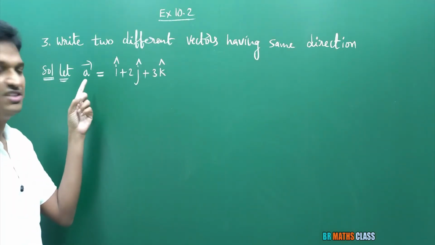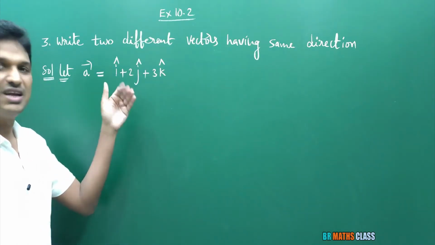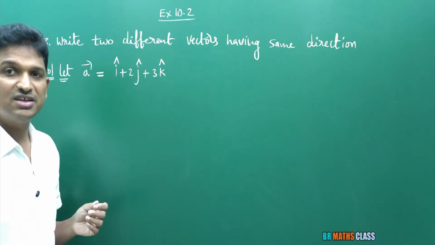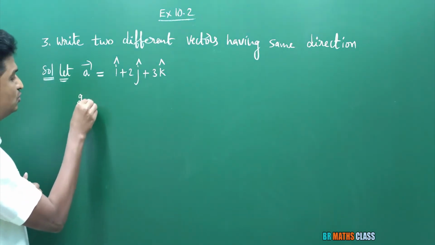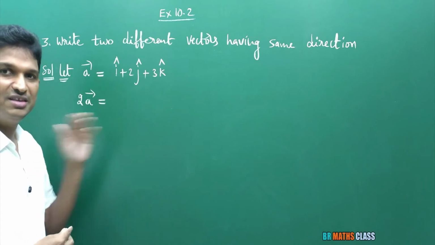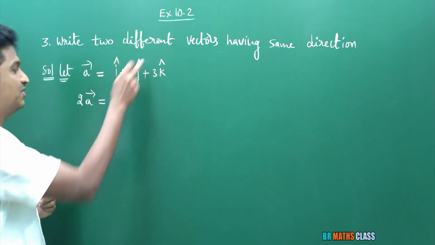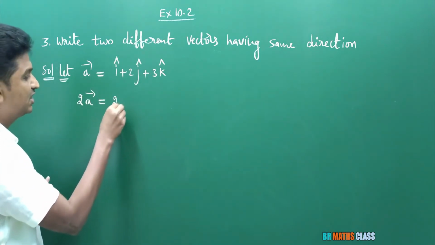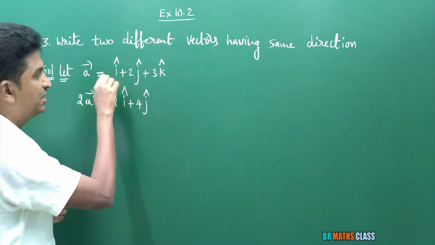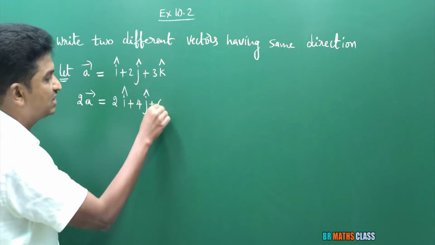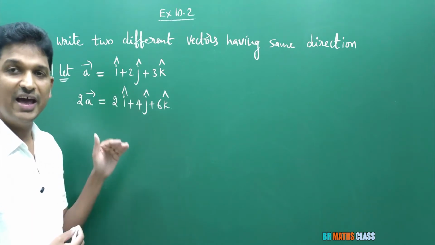You observe here, I consider a vector a bar as i cap plus 2j cap plus 3k cap. This contains some direction. What you learned just now, a bar and 2a bar will be in the same direction. As 2 is positive, a bar and 2a bar are in the same direction. What is 2a bar? How will you get this 2a bar? Multiply this complete vector with a scalar 2. Multiply, what will you get? 2 into i cap plus 2 into 2, that is 4 into j cap, plus 2 into 3, that is 6k cap. You observe here, a bar and 2a bar are in the same direction.